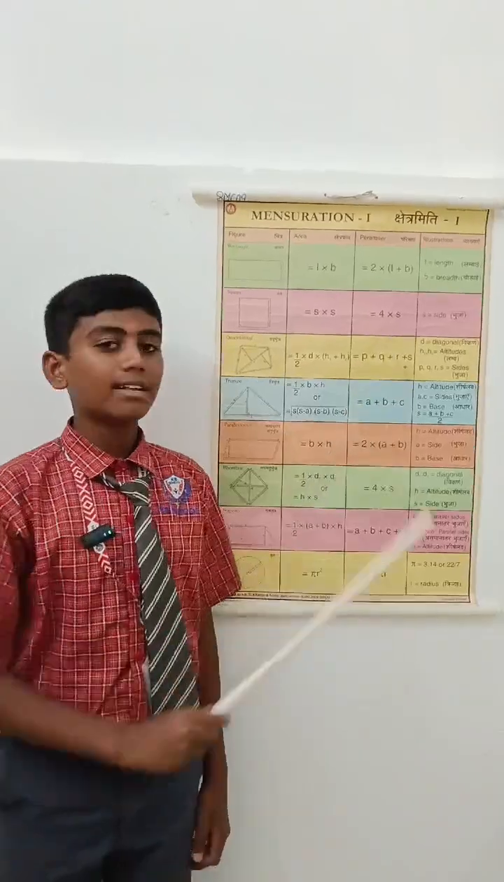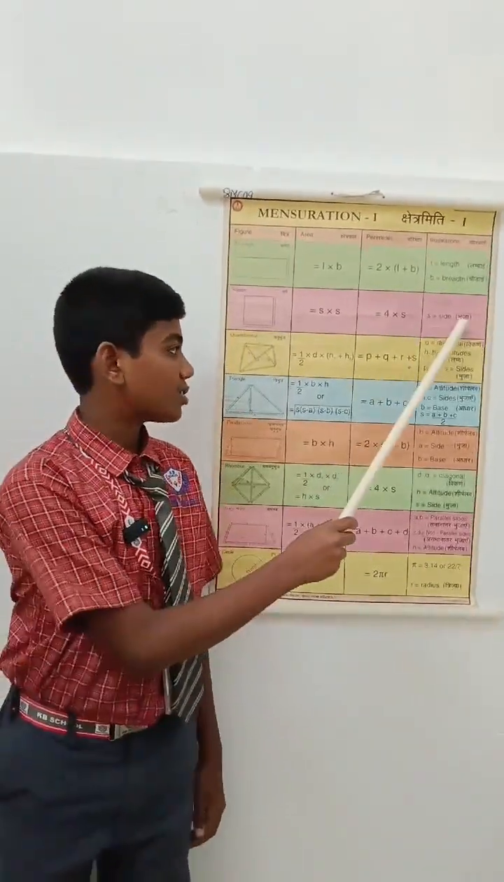Square. Area of square: S into S. Perimeter of square: 4 into S, where S is equal to side.